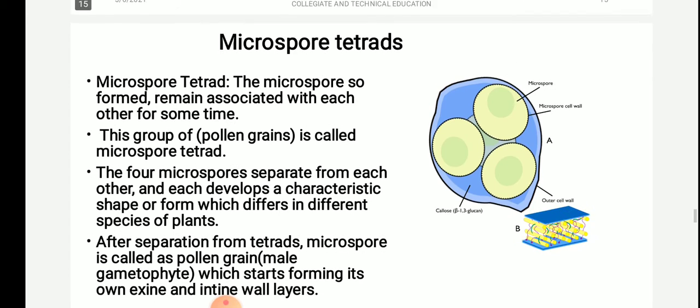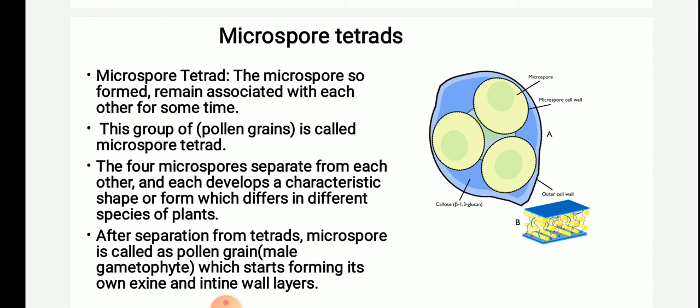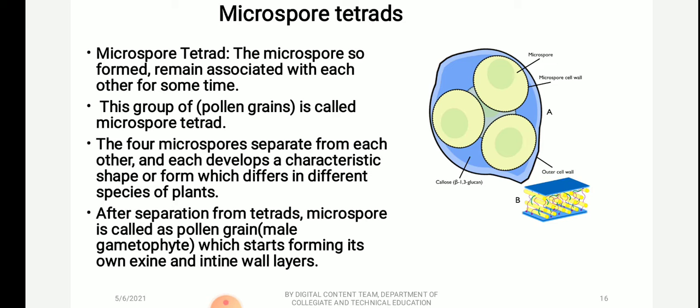What is the meaning of microspore tetrads? After meiosis, the four microspores formed, which are four daughter cells, are held together by a common wall of callose. So, they are bound within a callose wall. We call that group of microspores which are together because of the meiosis as microspore tetrads. Microspore tetrads remain associated with each other for some time. The group of microspores is called a microspore tetrad.